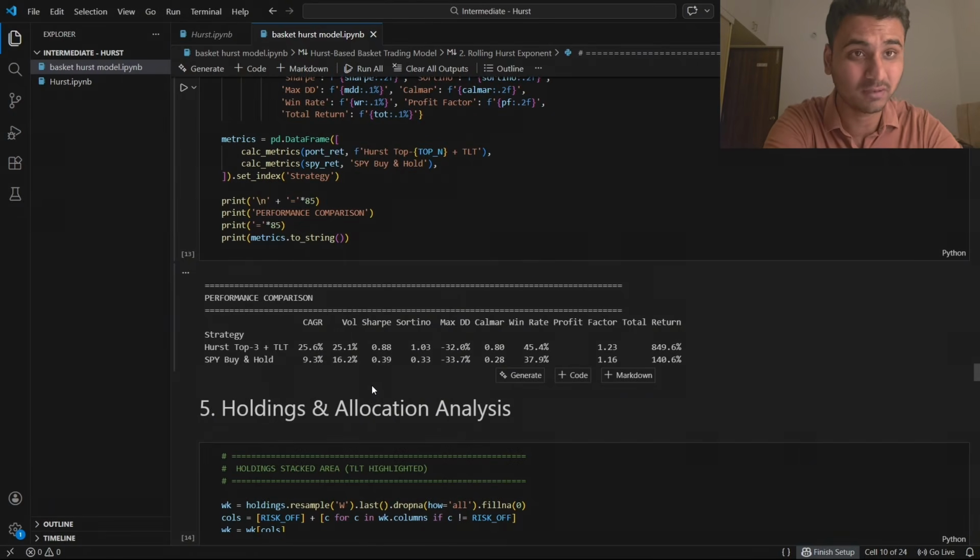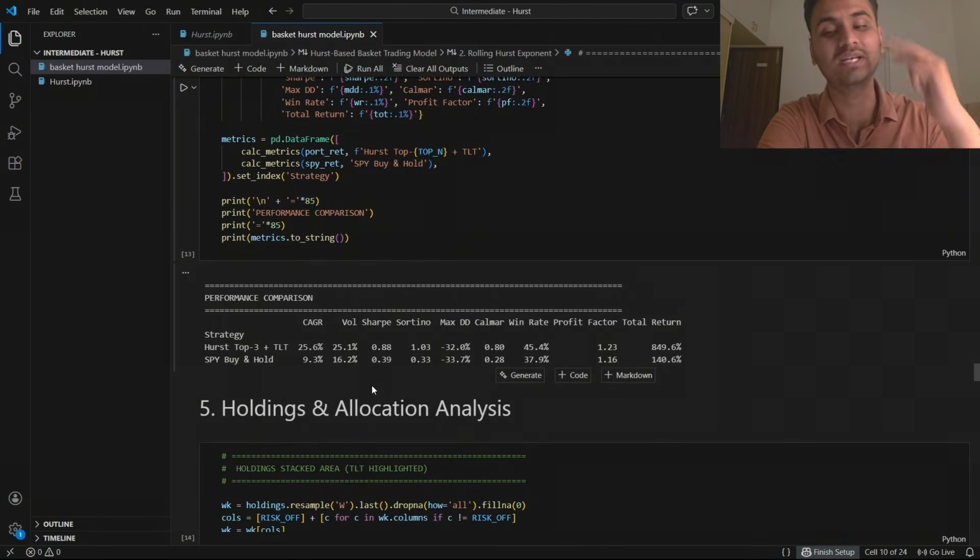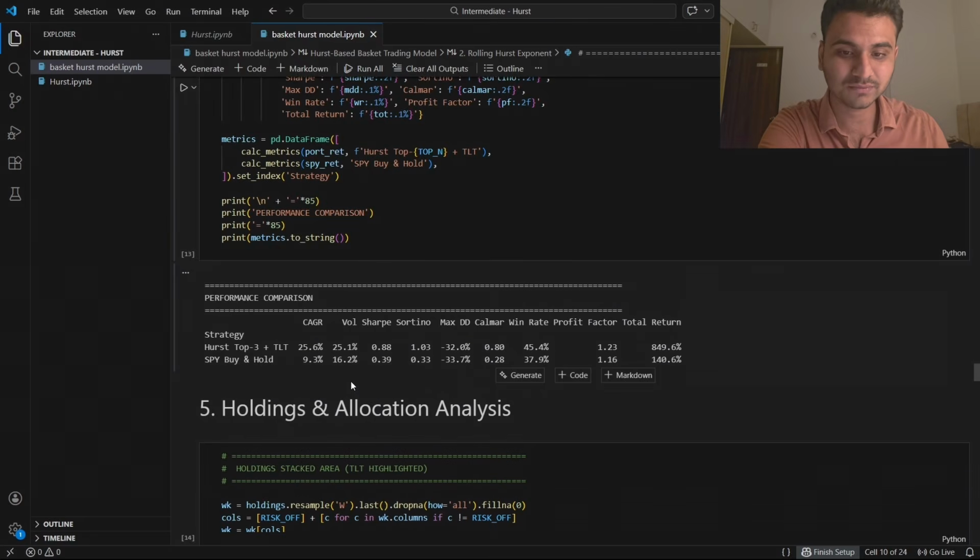This is a very basic model. Trust me, we haven't gotten to the advanced part yet. The Sharpe is double that of S&P buy and hold. The maximum drawdown is similar though. The win rate is increased, the profit factor is increased, and the total return is approximately 7 times more than the S&P 500. This is the holdings and the allocation.